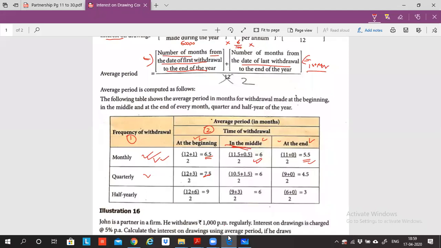Guys, are you able to follow how to do it? Do you want me to do one more time for quarterly, or can I move to half yearly? So can you do one more type? Okay, I'll do in middle of the year, middle of the quarter.